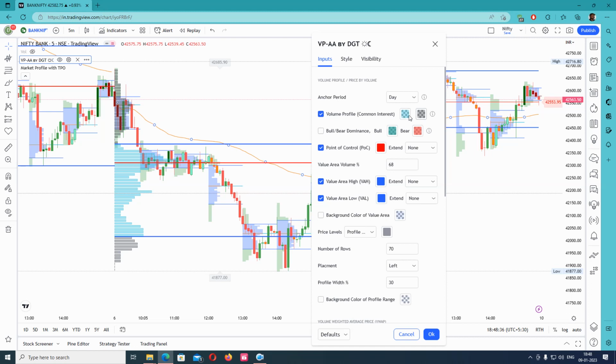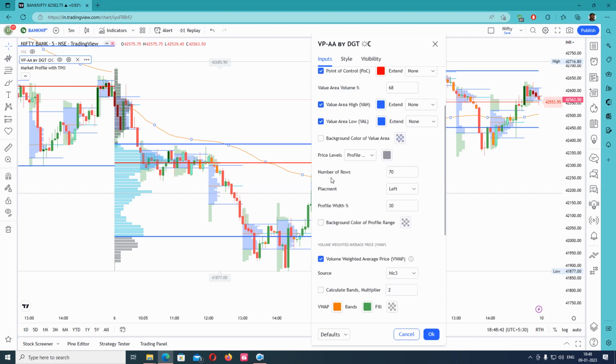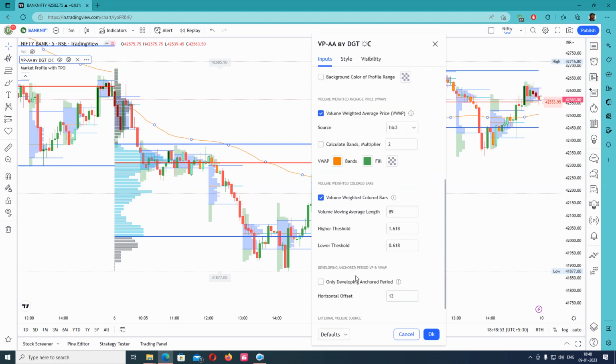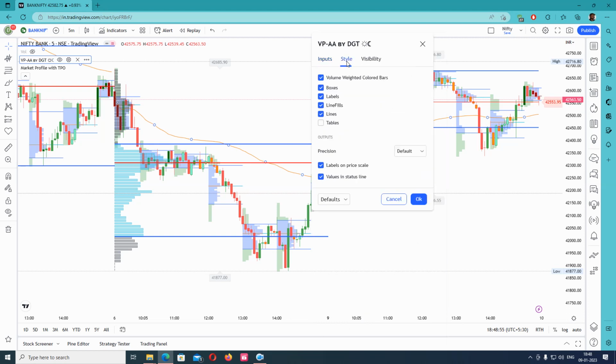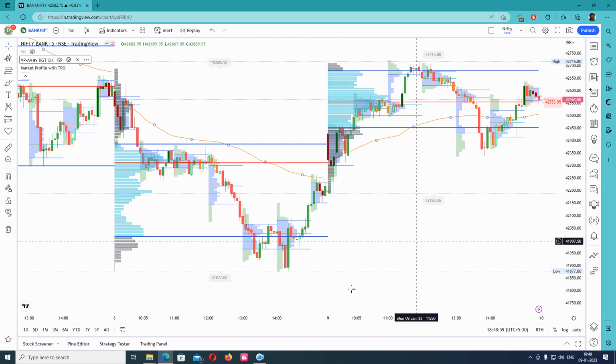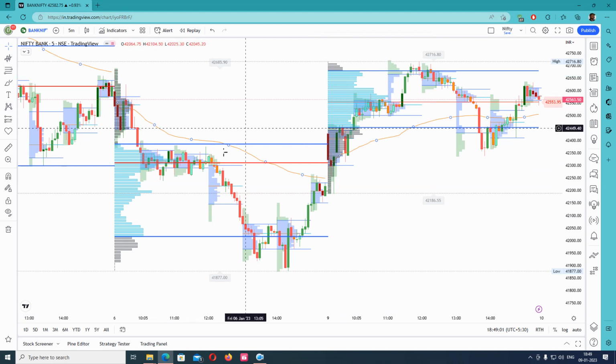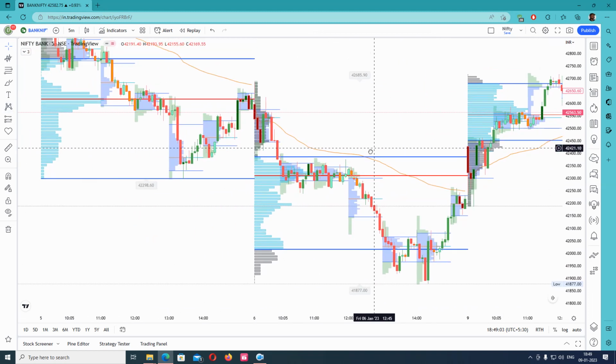So I choose that color, and it is the point of control, and the default number of rows is 24. I just select 70, and this is the view, simple. And from the style there is also a table, I just removed that table. Okay, so this is the indicator I am using.